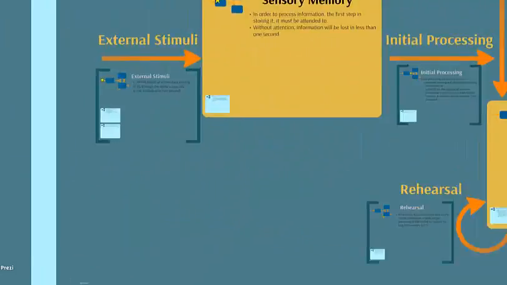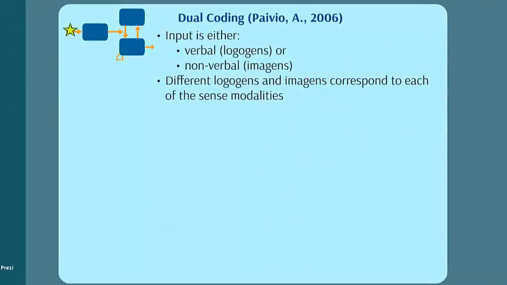First, let's take a look at the dual coding theory as described by Paivio. The first difference or modification to the basic model can be seen at the external input point. Input is either verbal, logogens, or nonverbal, imagens. Different logogens and imagens correspond to each of the sense modalities.